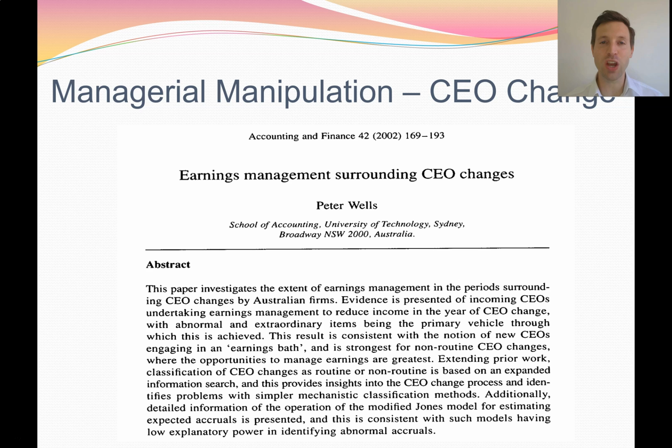So when CEOs change, there's a strong incentive for the new CEO in their first year to engage in big bath accounting, which means they'll bring forward a lot of their expenses and report a lower than expected profit in their first year, leading hopefully, due to accrual accounting, to a higher than expected profit in their second year, where they can say that's all because of how good of a CEO they are.